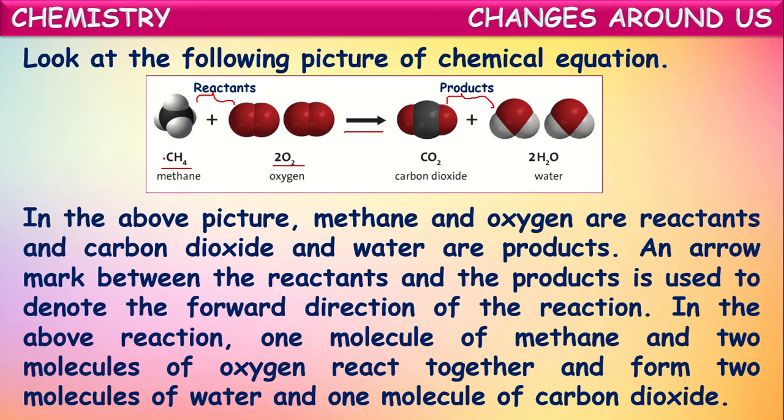So here we can understand one molecule of methane is combined with two molecules of oxygen, because in front of the oxygen molecule symbol, 2 is written as a coefficient. This coefficient represents the number of molecules of oxygen combining in the chemical reaction. So you can say one molecule of methane combined with two molecules of oxygen to form one molecule of carbon dioxide and two molecules of water as the products.